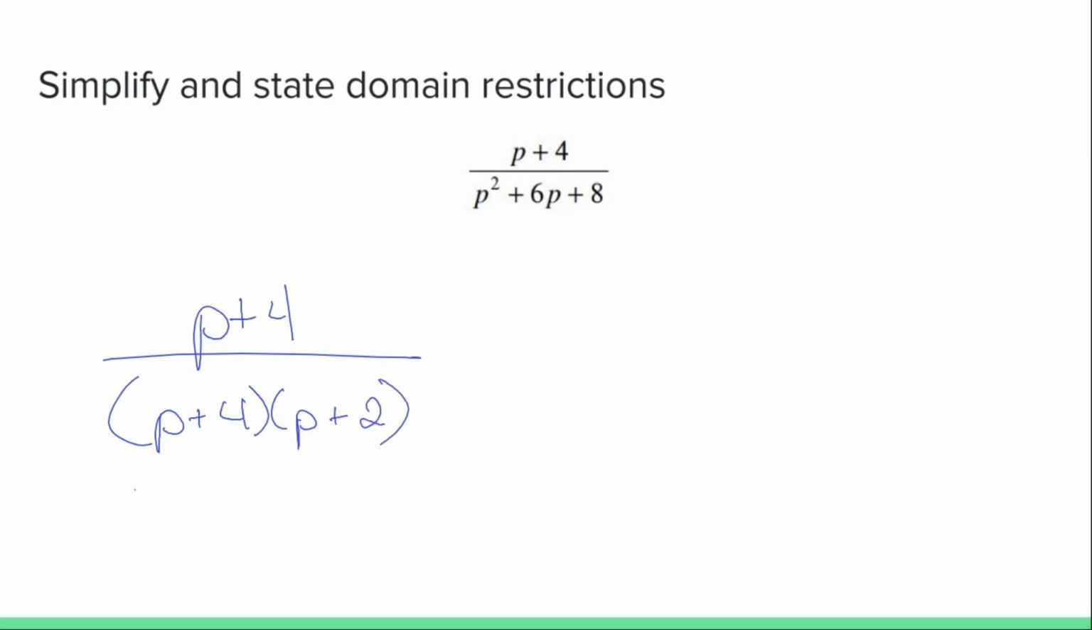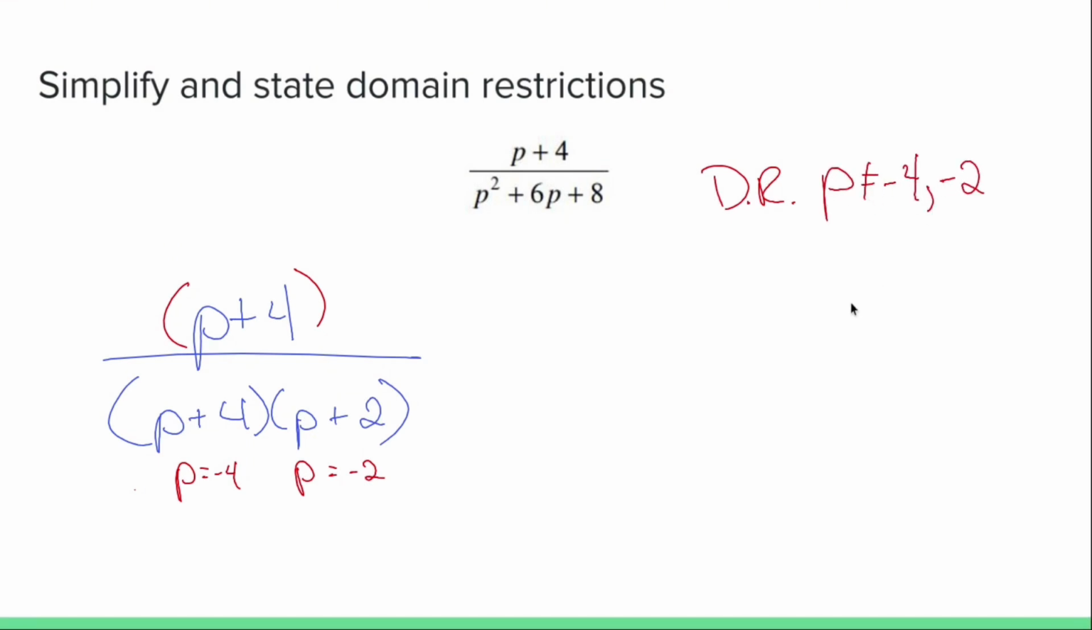Okay, now my domain restrictions are going to be any number that makes a denominator's factor equal to 0 before I even think about canceling stuff out. Okay, p equals negative 4 is going to make this factor equal 0. P equals negative 2 is going to make that factor equal to 0. So no matter what, my domain restrictions, my DR, is the fact that p cannot equal negative 4 and it cannot equal negative 2.